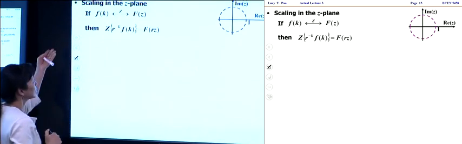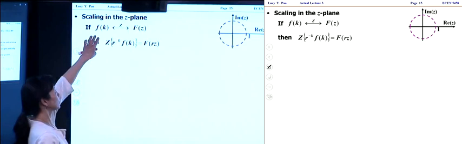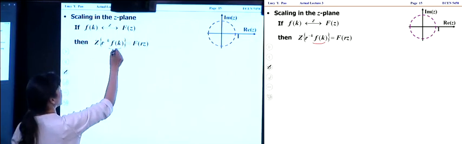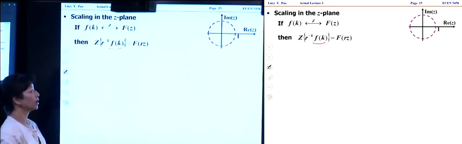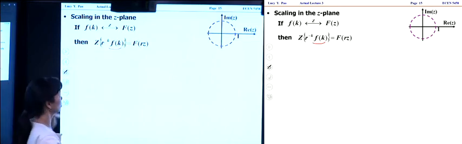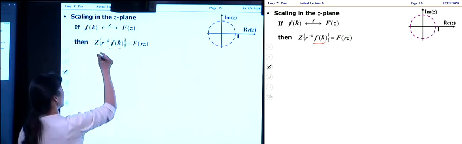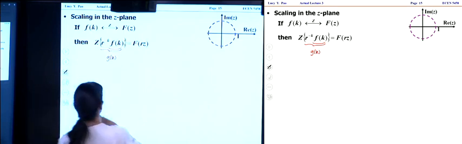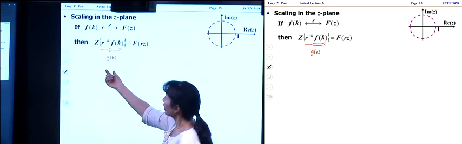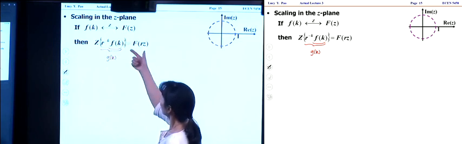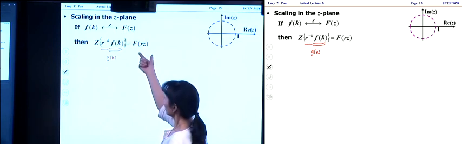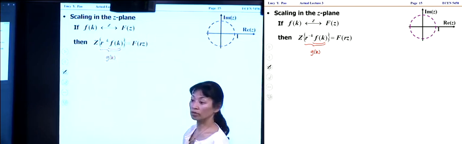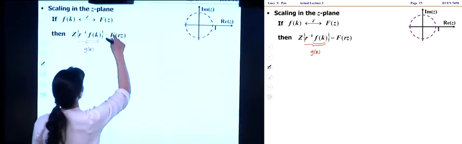Okay, now another property is scaling in the z-plane. If you have a time domain sequence f of k that has F of z as its z transform, and you take f of k and multiply by r to the minus k, so you multiply by an exponential sequence, then if this is g of k, some new time domain sequence, the z transform of g of k is going to be cap F of r times z. So it's the same z transform, but now evaluated at rz.